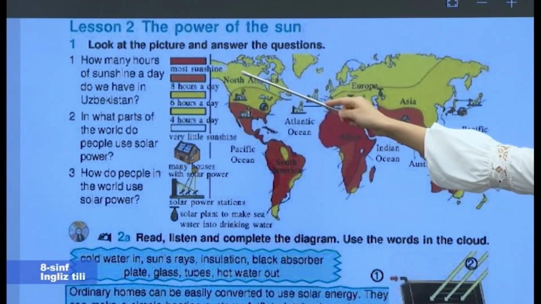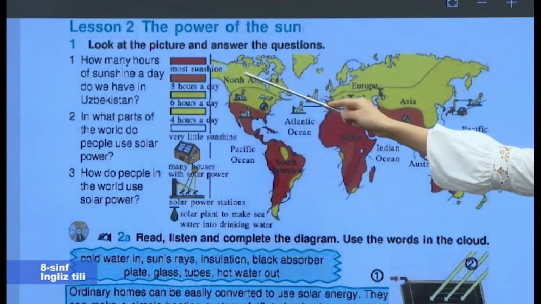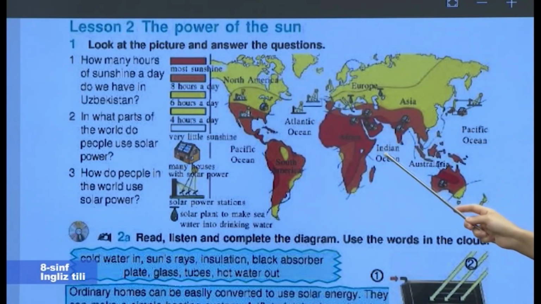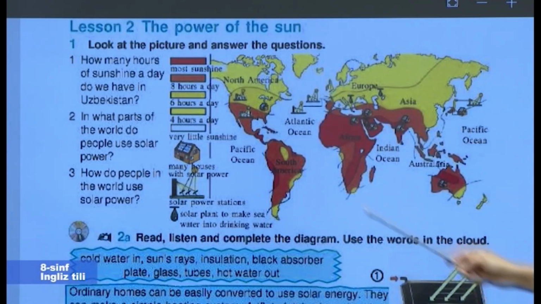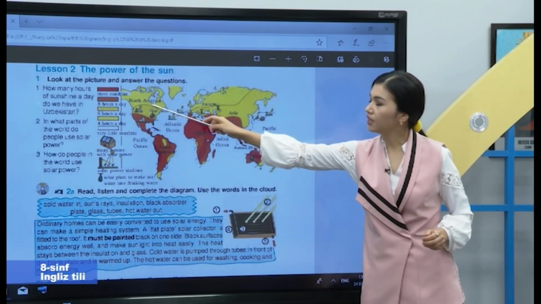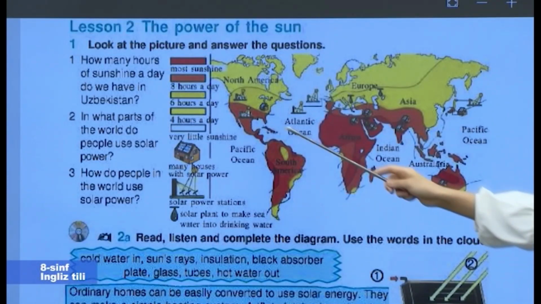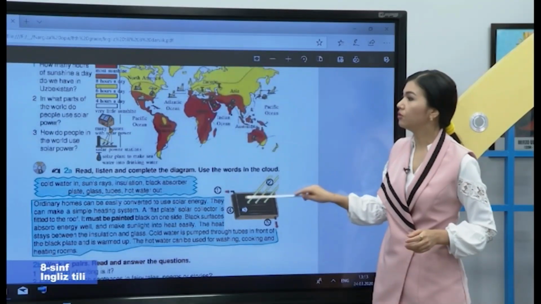So, you can see here dark red, so it means the sunniest countries. And of course, light red also means the sunniest continents. And the two yellows, dark and light yellow, mean 6 hours and 8 hours of sunshine in one day. And if it's white, it means they have very little sunshine in those countries. So, let's continue our lesson.